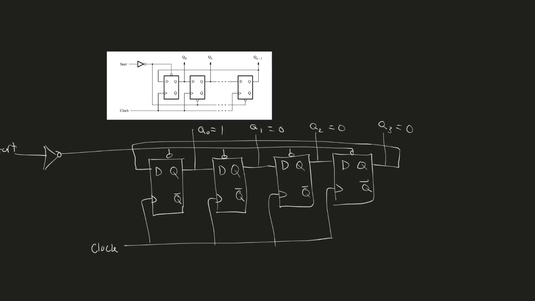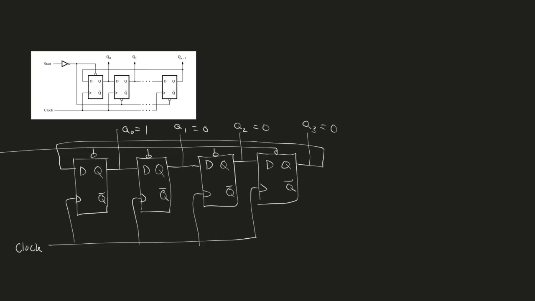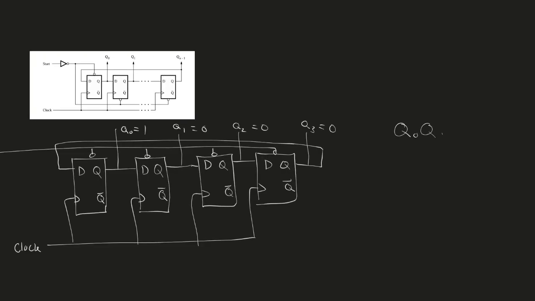So pretty much after every rising clock cycle, the ring counter is going to shift the values around. This Q3 value is going to be shifted through this wire into this D, and that's what Q0 is going to be equal to. Let me draw it on the side. Q0, Q1, Q2, Q3. At the very start, it's 1, 0, 0, 0.